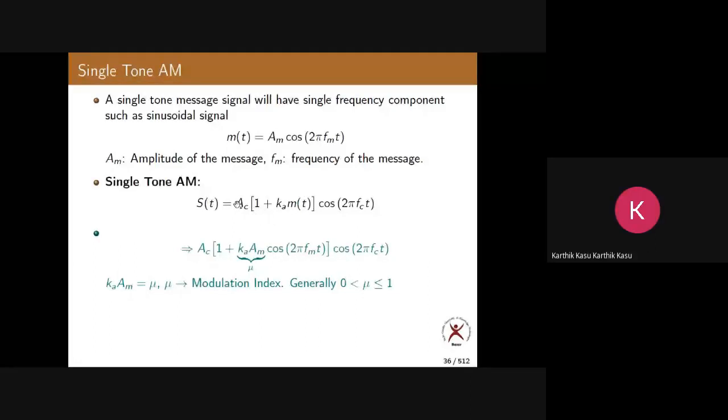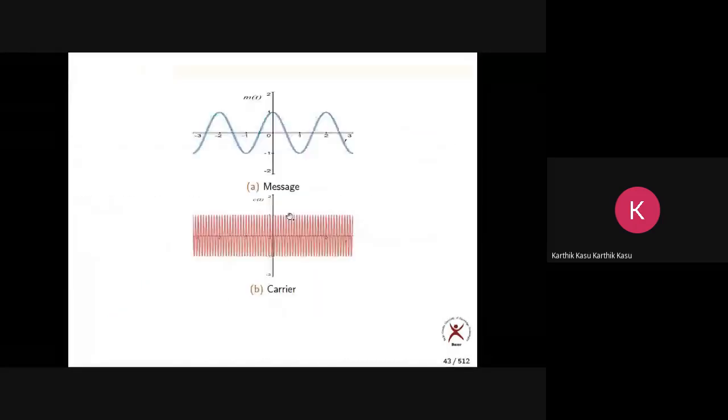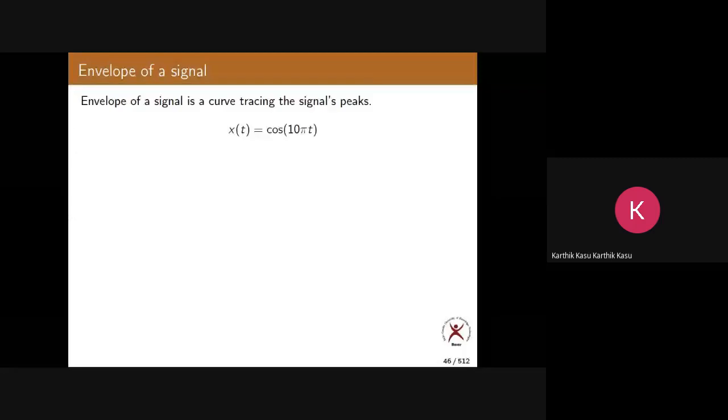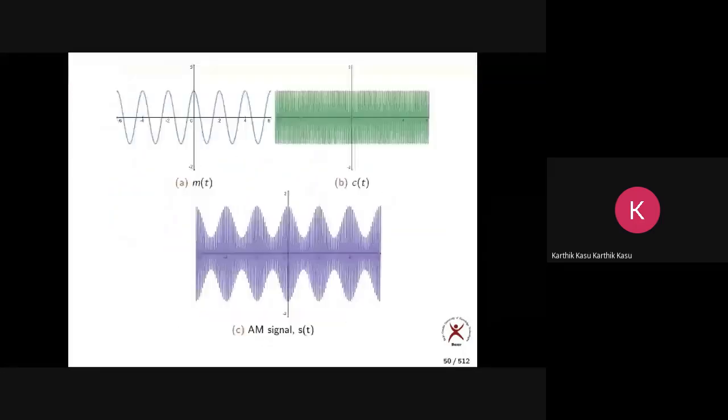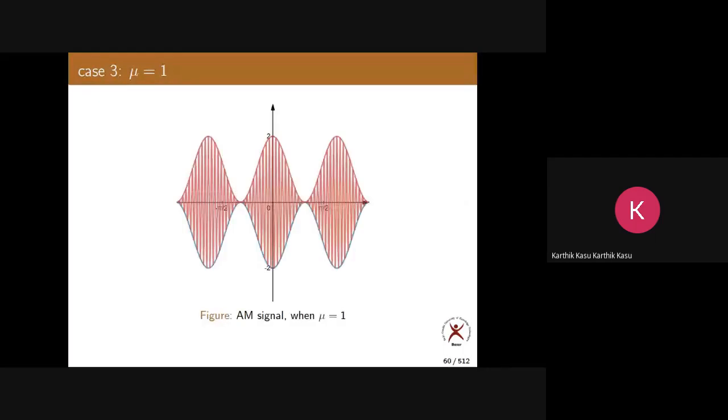So take A_C (1 + K_m(t)). The modulus of this has to be greater than 0. For that, you have to calculate the corresponding mu. Why should the envelope be positive? I told you already: if it is negative, it gives some distortion. Is it okay?